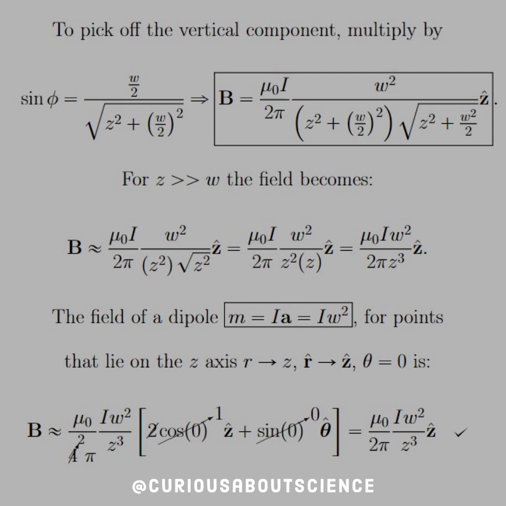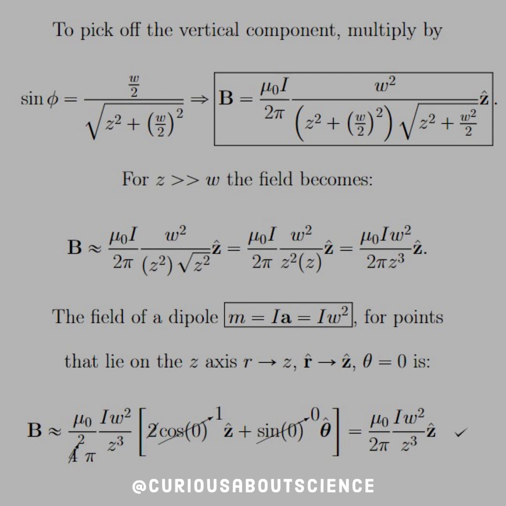All right, so now for z much, much greater than w, we see that the denominator reduces to z squared and the square root of z squared, because the w over 2 term squared and w squared over 2 just vanish in comparison. So then we see that the square root of z squared is z, or absolute value z if you really want to be technical. And therefore we end up with mu naught I w squared over 2 pi z cubed in the z-hat direction.